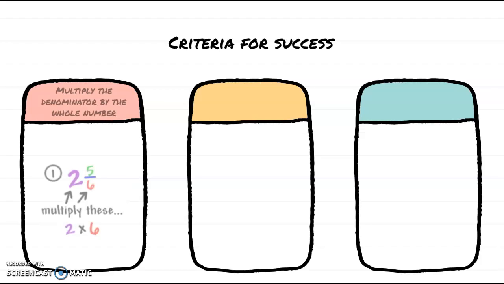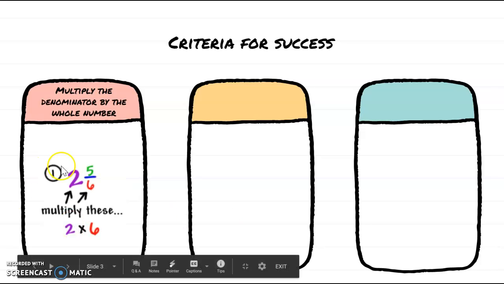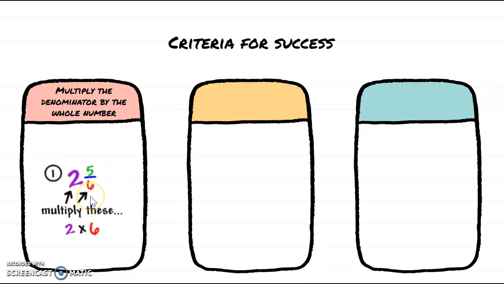Now our criteria for success. This is right here. This is a mixed number. It's when we have a whole number and a fraction. Okay, so we are converting this mixed number into an improper fraction, and these are the steps we're going to take to do that. So first step, multiply the denominator by the whole number.